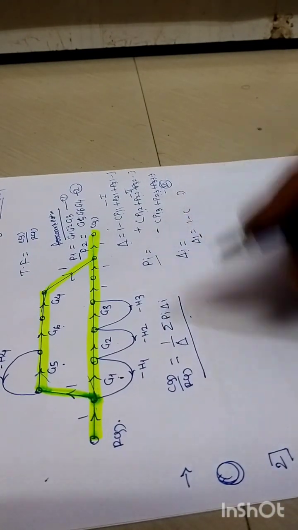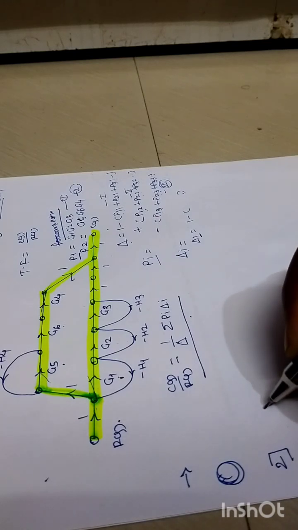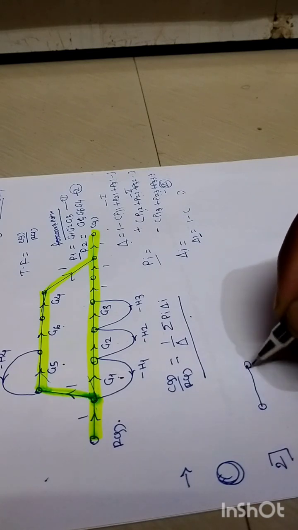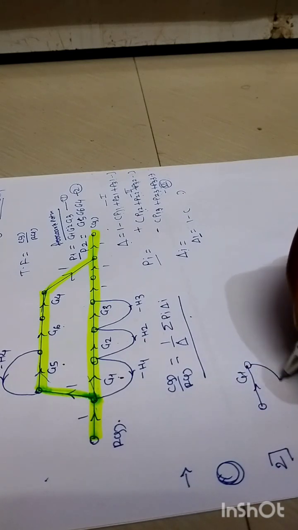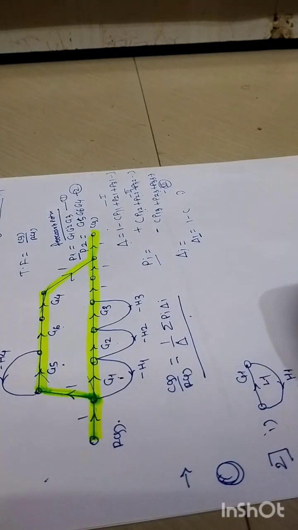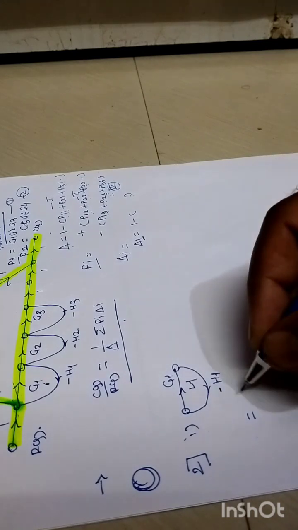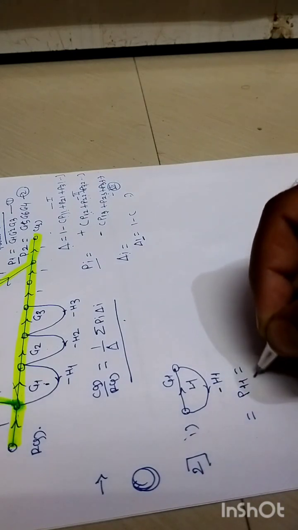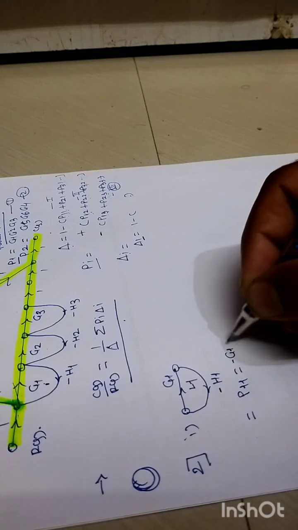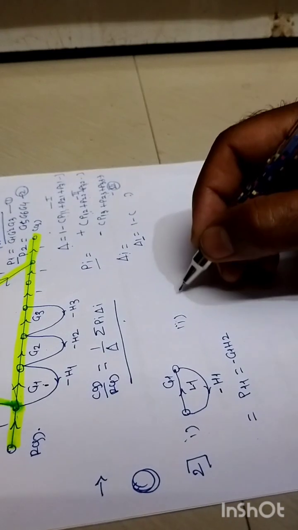So in the second step we need to determine the number of individual loops. This will be the first loop, and the gain of this loop will be g1 times minus h1. So the gain of the first individual loop, p11, equals minus g1 times h1, right? Similarly, the second individual loop will be the next one.